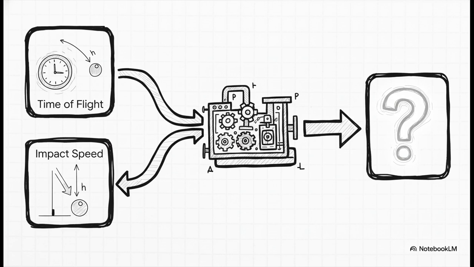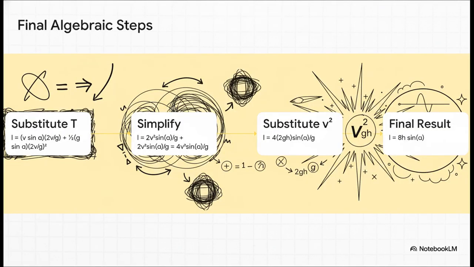Okay, time to bring it all home. We have the two key pieces of information we've derived. We have the time of flight, t equals 2v over g, and from way back in the beginning, we know that v squared equals 2gh. It's time to combine them. Let's walk through this. First, we substitute our expression for t into the range equation. Now we just clean it up.